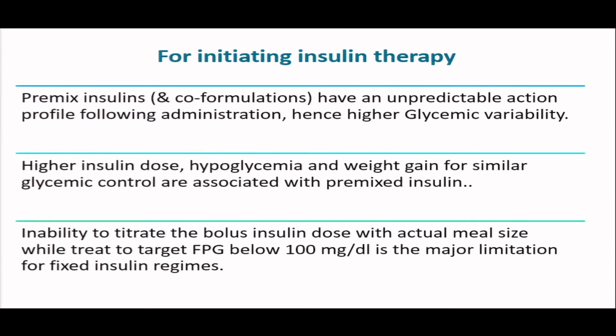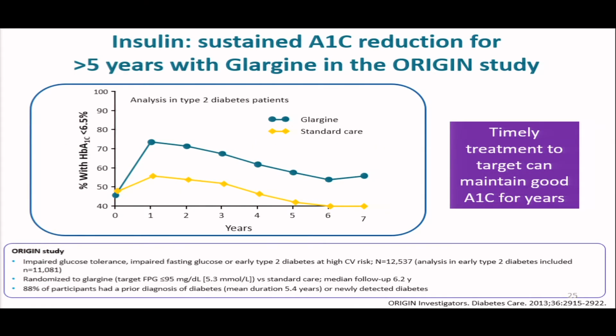For initiating insulin therapy with premixes, both first generation and second generation co-formulations, they have an unpredictable action profile, hence higher glycemic variability. There's higher insulin dose, hypoglycemia, and weight gain for similar glycemic control with premix insulin, and we know we want to avoid that. And inability to titrate the individual components in premix is really the entity that restricts us and condemns us to have the patient eat to feed the insulin in a reactive way rather than treating the blood sugars in a safe and proactive way. Let's talk about the ORIGIN trial.